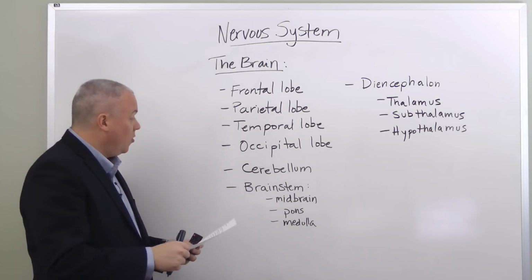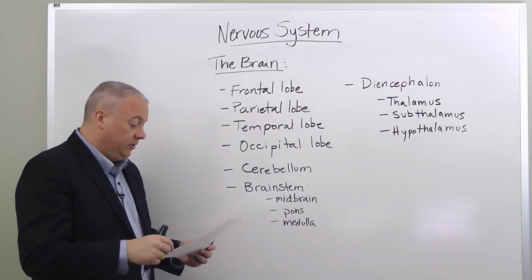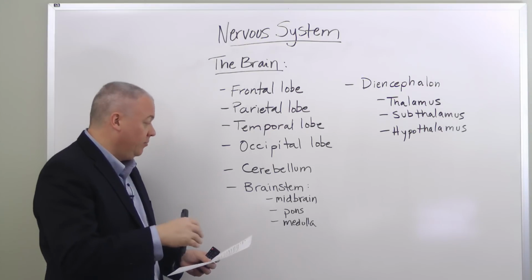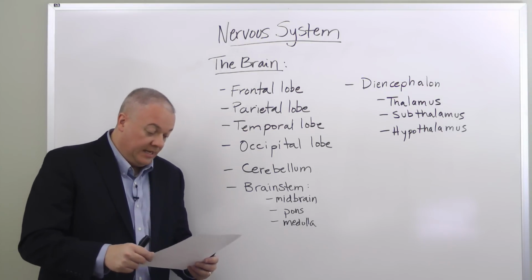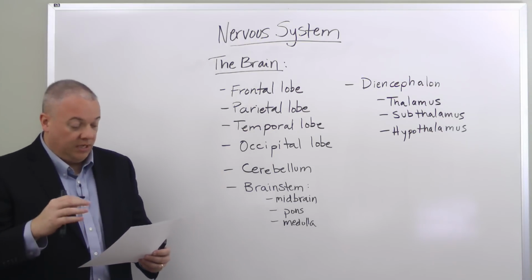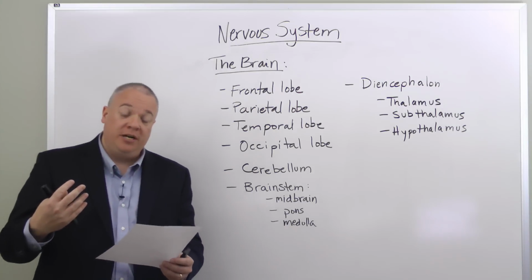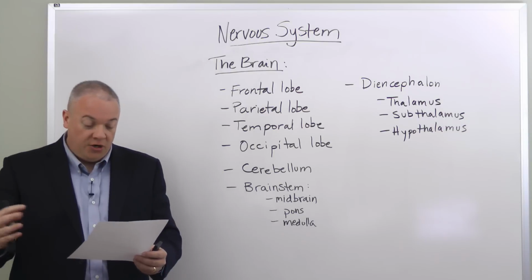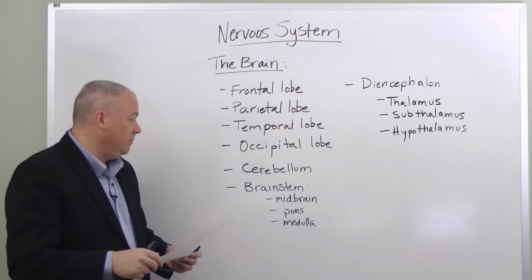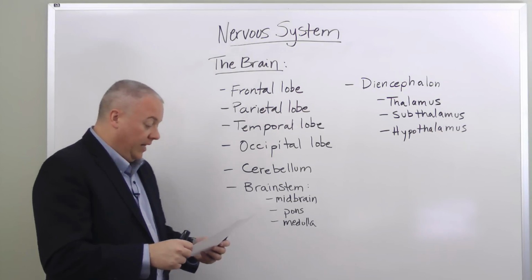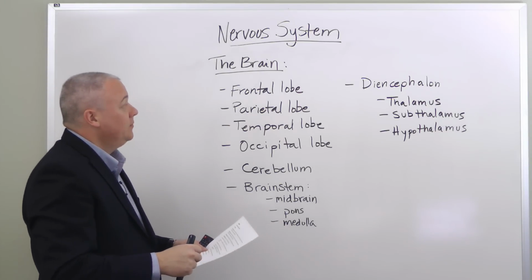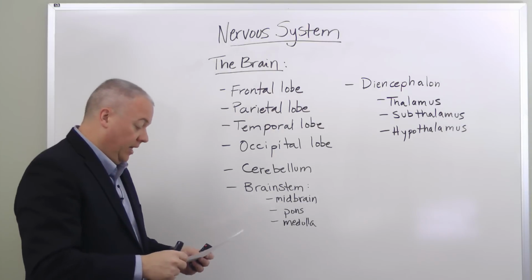The cerebellum coordinates all of our muscle function. And then we have the brainstem, and within the brainstem we've got the midbrain, the pons, and the medulla. The brainstem governs our breathing, our respiration, our heart, our cardiac center, and all the nerve pathways to the brain come through the brainstem. And then finally, moving on from that to the diencephalon, which is the thalamus, subthalamus, and hypothalamus.